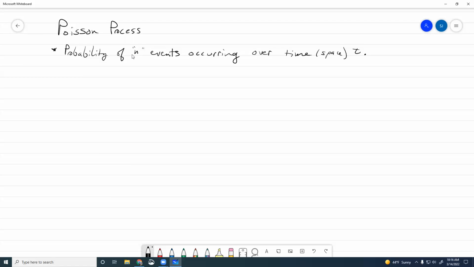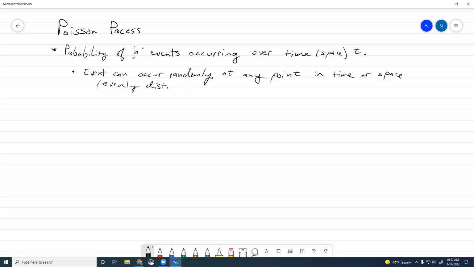And so for a Poisson process, we're going to define it just like we define Bernoulli trials. The events can occur randomly at any points in time or space. So it's kind of like evenly distributed, right? It could happen anywhere. There's not like a clustering.